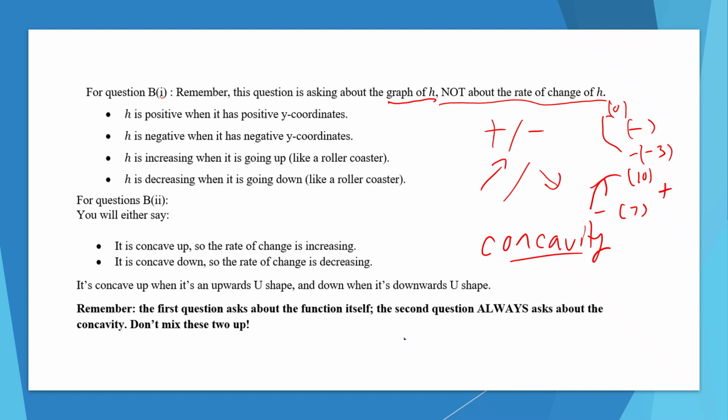And then increasing versus decreasing is whether it's just going up or down. For part B2, you will either say one of two things. H is concave up, so the rate of change of H is increasing, or it's concave down, so the rate of change is decreasing. You'll never mix any of those. It's either going to be one or the other. And then to determine whether it's concave up or down, just see if it's part of that upwards or downwards U shape. All right? So just make sure you don't get these questions mixed up. These are pretty easy points to get. A lot of students get these right on the AP exam because this question verbatim will show up on your next quiz, test, semester summative, and AP exam.